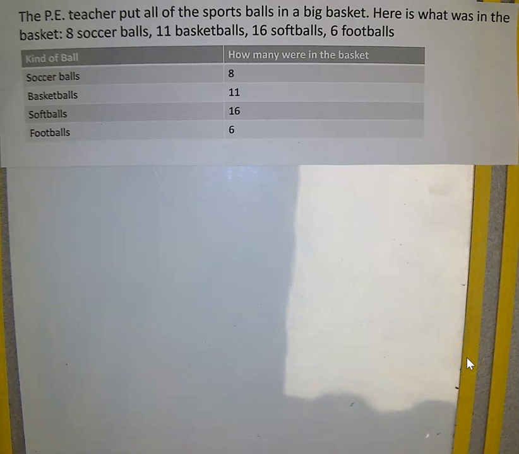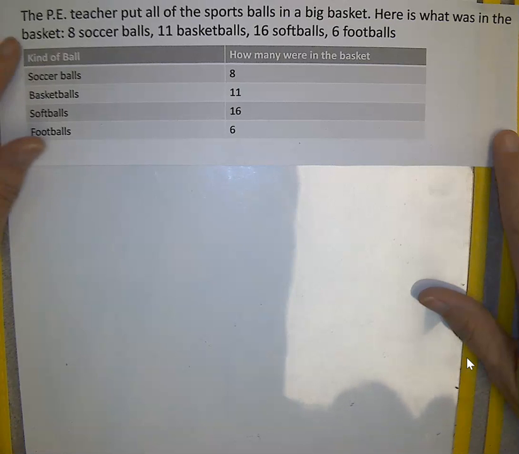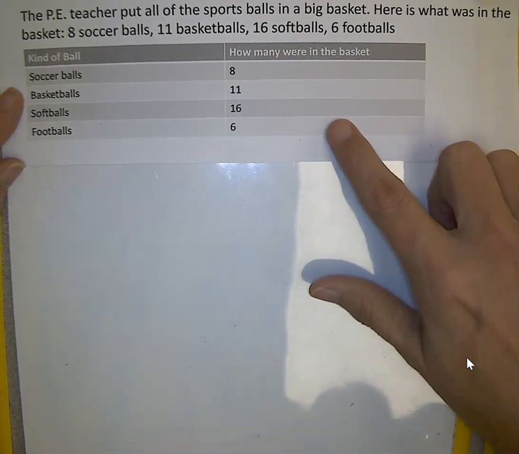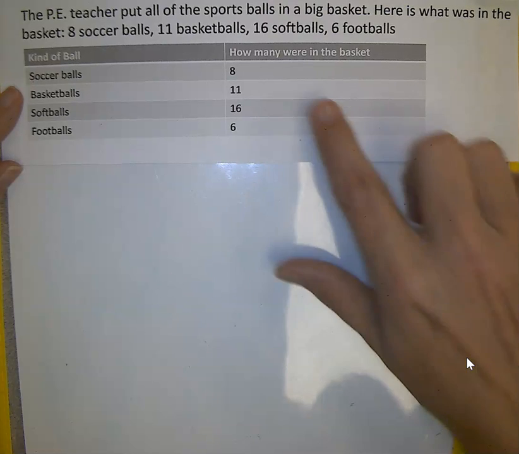Okay, we're going to look at some more data again today. This is the same data that we used yesterday. Remember our chart where we looked at the kind of ball and we had different types of balls. Let's look at them again. Soccer balls, basketballs, softballs, and footballs. And over here in this column, it says how many were in the basket.